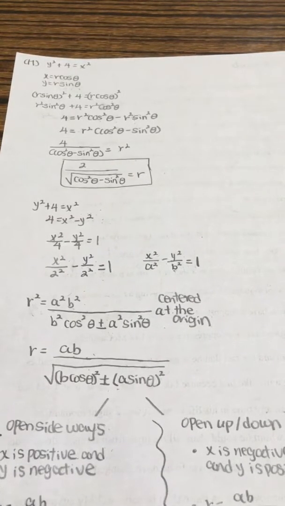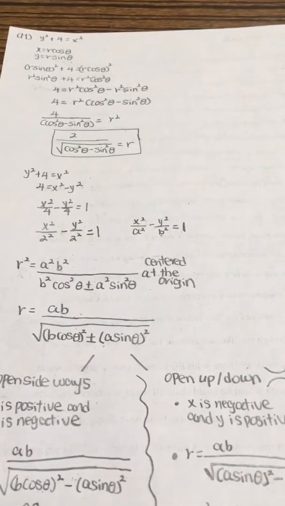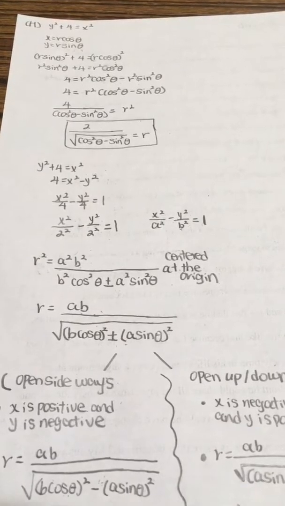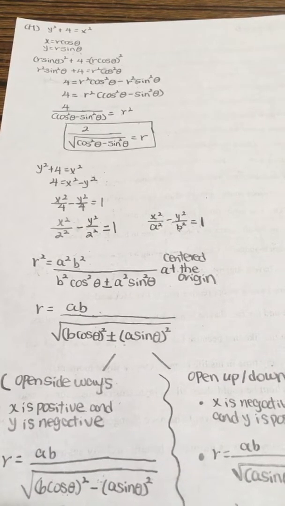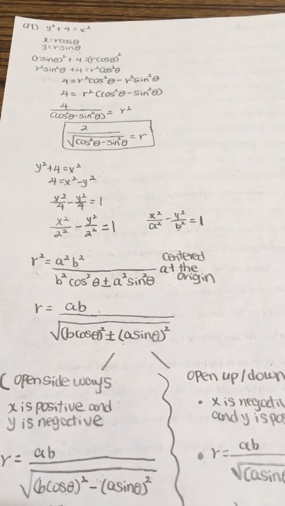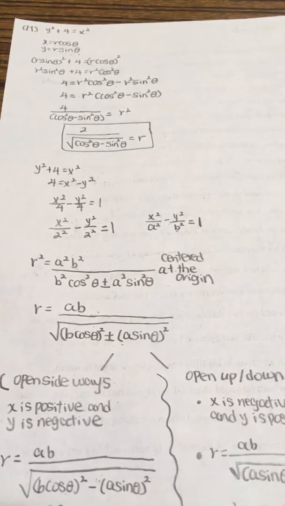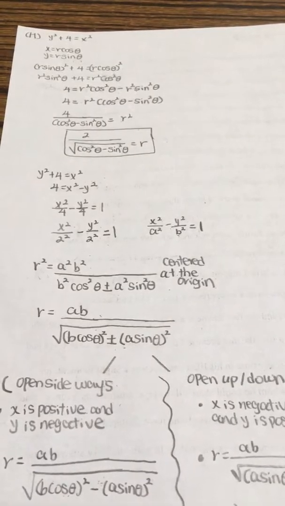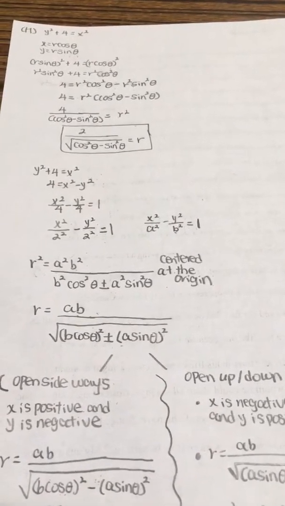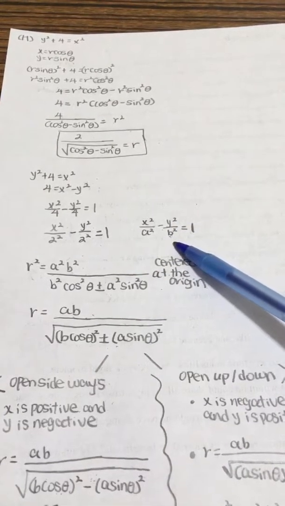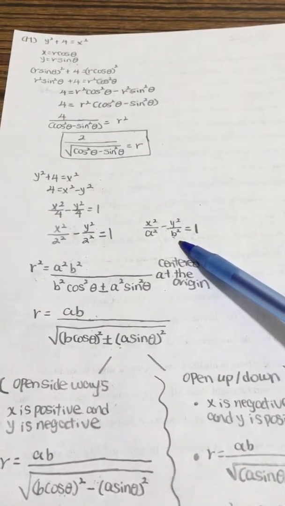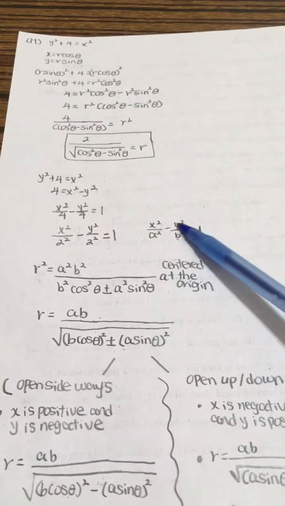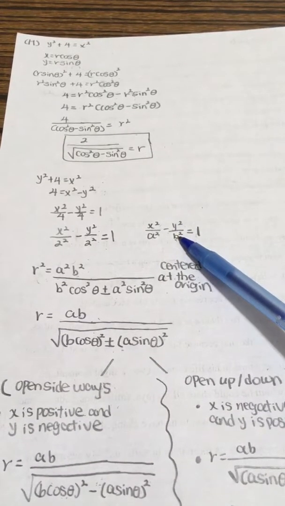And what I'm going to do right now is generalize the polar equation for a hyperbola. So the polar equation for a hyperbola is basically r squared is equal to a squared b squared divided by b squared cosine squared theta plus or minus a squared sine squared theta. And this equation only works if the hyperbola is centered at the origin. So over here I wrote the standard rectangular form of the hyperbola because I want you guys to see where I get my a's and b's from. So it's basically just from the standard rectangular form of the hyperbola.